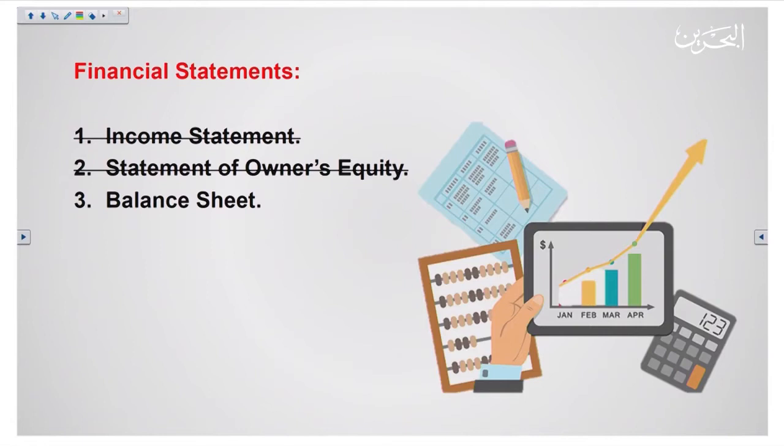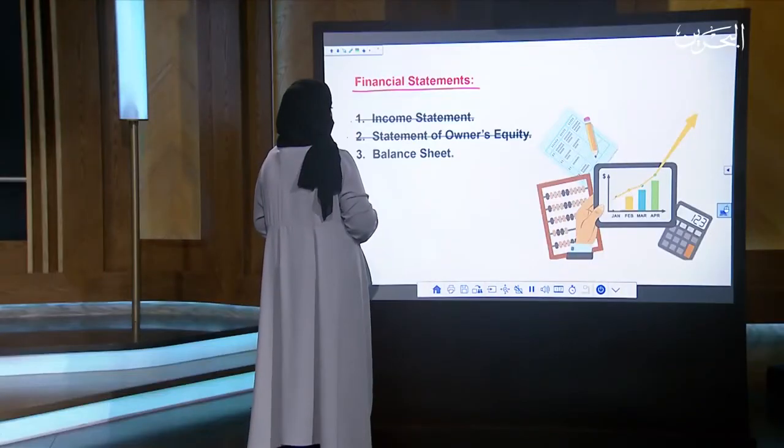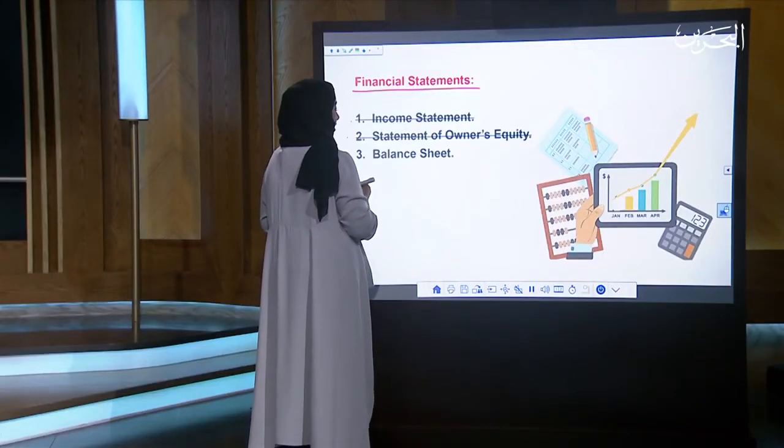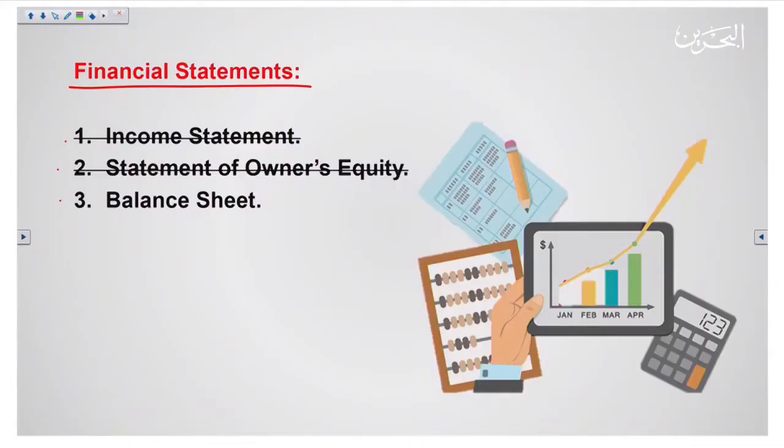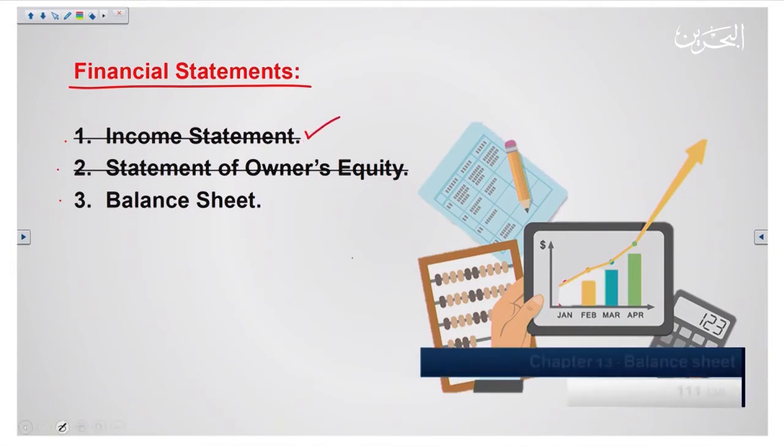If you remember, we have talked about the three important financial statements, which are the income statement, the statement of owner's equity, and the balance sheet. We said these three statements are linked together, so we have to prepare them one by one. In the previous lessons, we learned how to prepare the income statement. Then we learned how to make the statement of owner's equity, and today inshallah we are going to learn how to prepare the balance sheet.